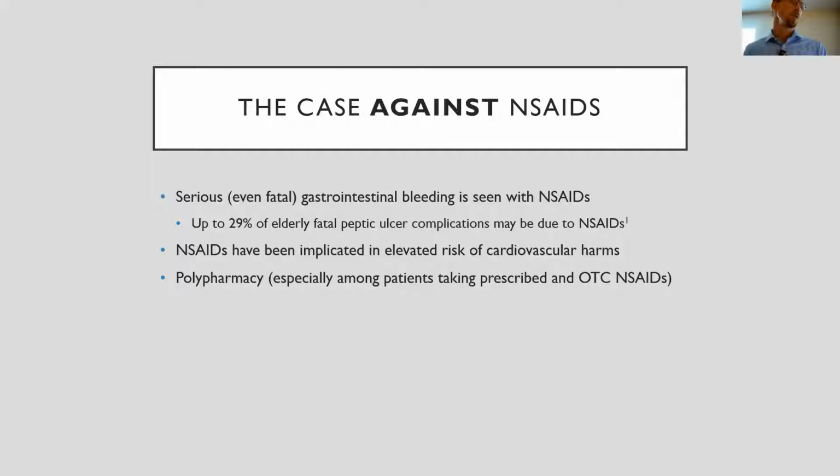So what about the case against NSAIDs? Well, these medicines do come with a price. They carry some serious and, for some patients, even fatal gastrointestinal bleeding events. In fact, up to roughly a third of elderly fatal peptic ulcer complications are thought to be due to NSAIDs. It is the highest in terms of elderly patients succumbing to a fatal peptic ulcer. It is the number one medication cause.